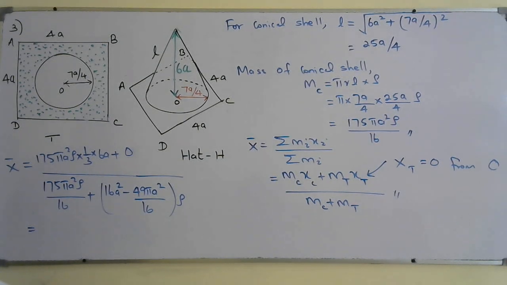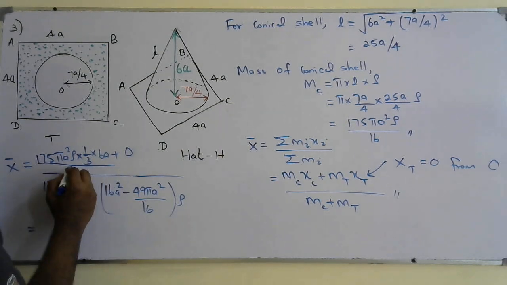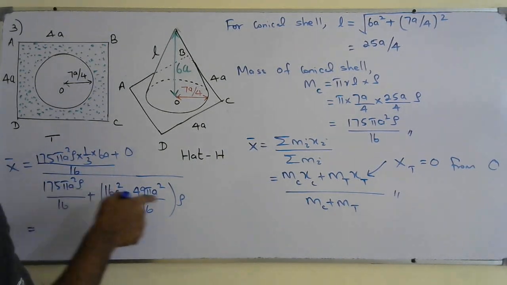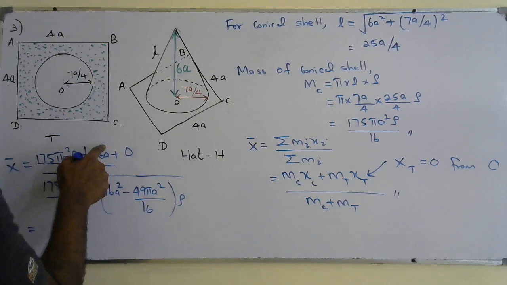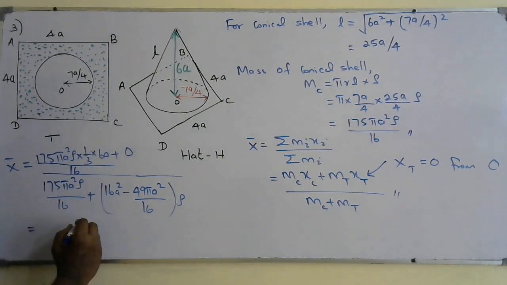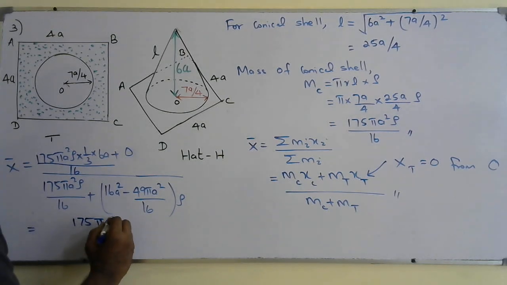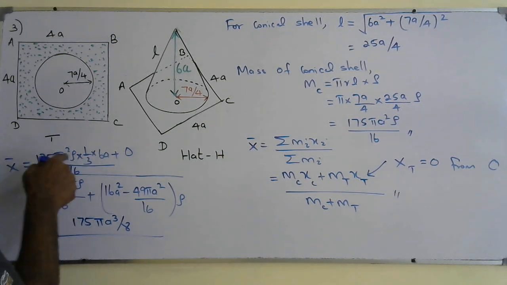So solve it. You will get here, yeah, this 16 is missing here, over 16. Now solve it. When you solve, all the rho will get cancelled. So 175 a squared into a cube, 3 into 2, that will be 8. So the numerator is 175 pi a cube over 8.